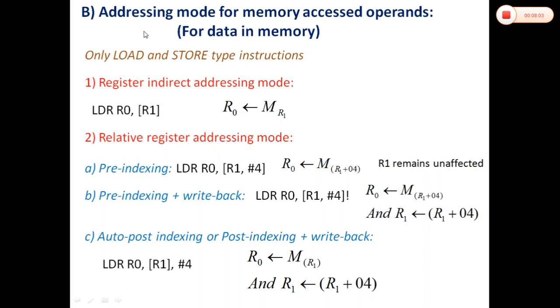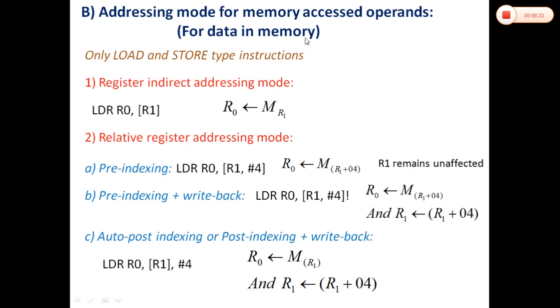The next type of addressing modes are for memory access operands. These are the addressing modes for the data which is present in the system memory. Only two kinds of instructions use this kind of addressing mode, that is load and store type of instructions. As we know, no arithmetic or logical operations can be directly performed with the data which is in the system memory.